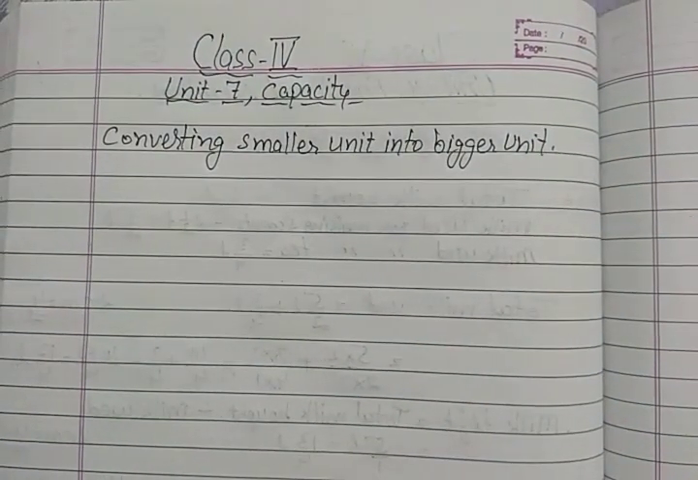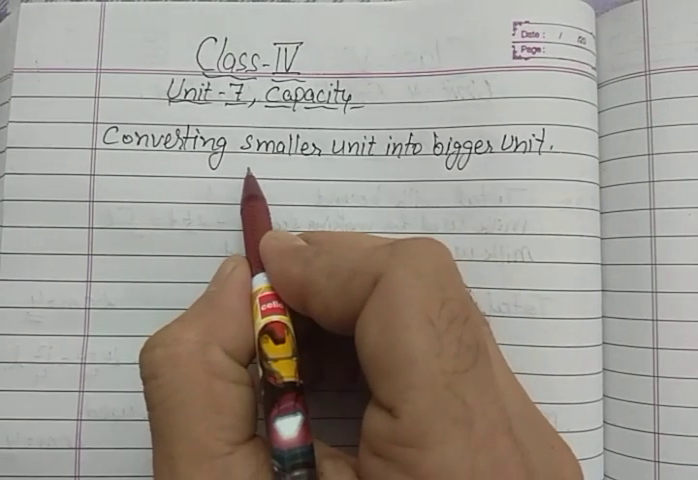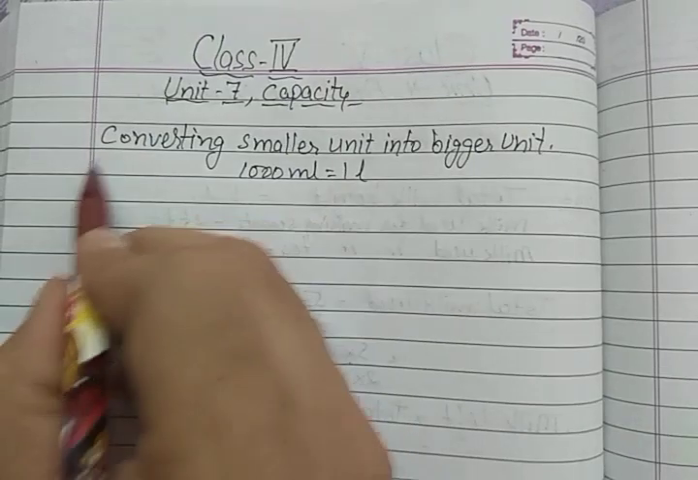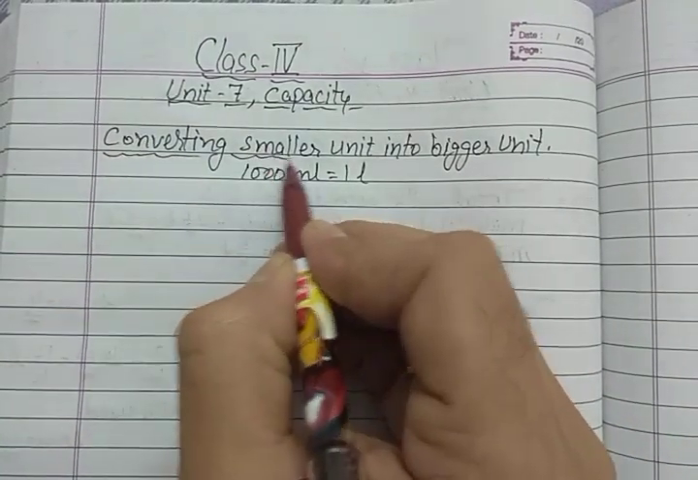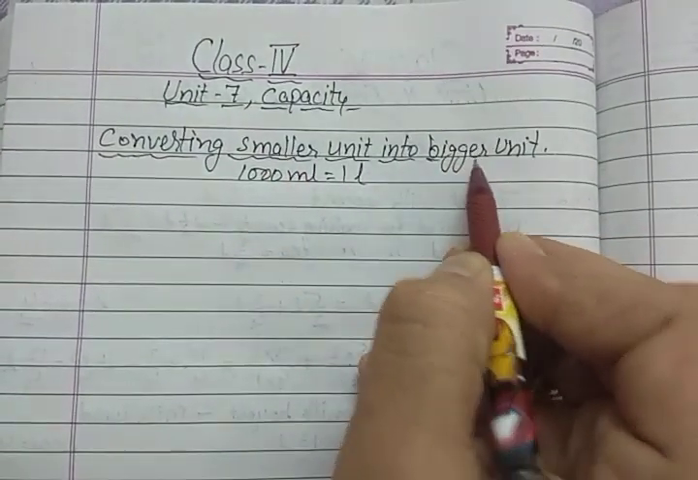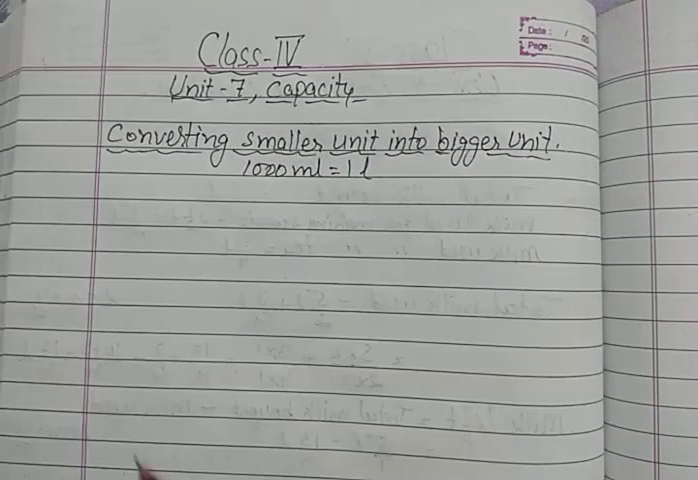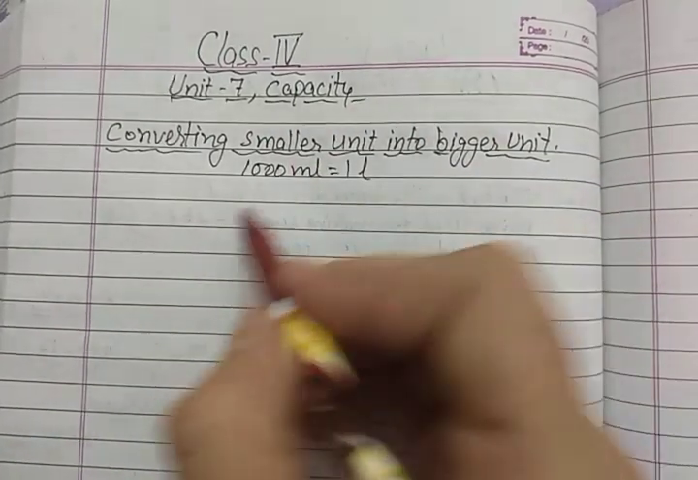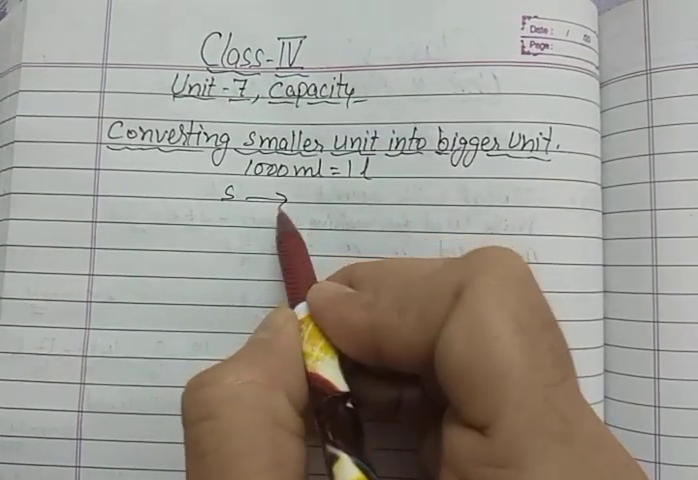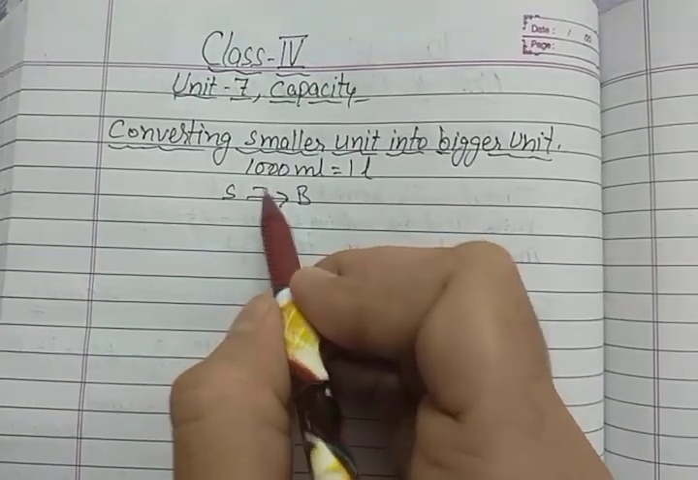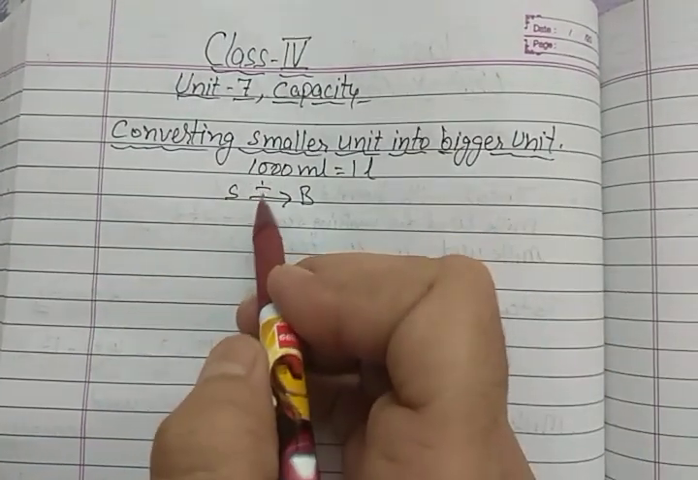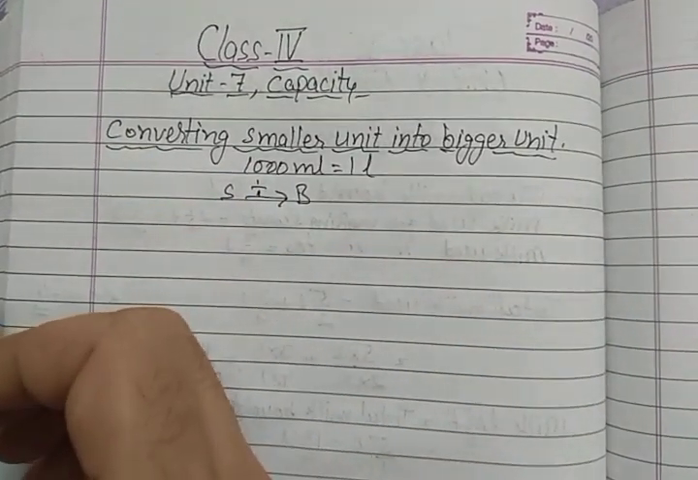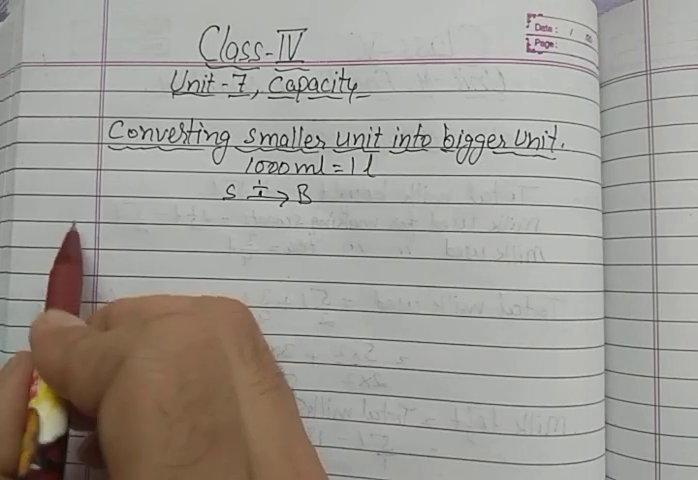Now here you know that 1000 ml is equal to 1 liter. That means 1000 milliliters makes 1 liter. So here we have to convert a smaller unit into a bigger unit, and you know what we have to do. Whenever we convert a smaller unit into a bigger unit, small to big, we divide. We always divide by the relation between the two units. So let us take the examples.